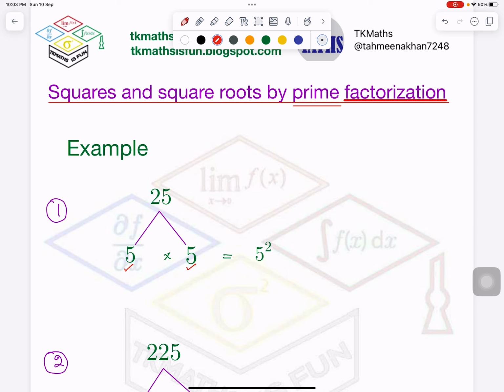The smaller prime numbers before 5 are 2 and 3. 2 times nothing is 25, 3 times nothing is 25. So the next prime number is 5. In this tree branch method, you always take one prime number and then multiply by it, right? So in this case, I got 5 and the next number is 5. So 5 squared is 25, which means 25 is a perfect square of 5.